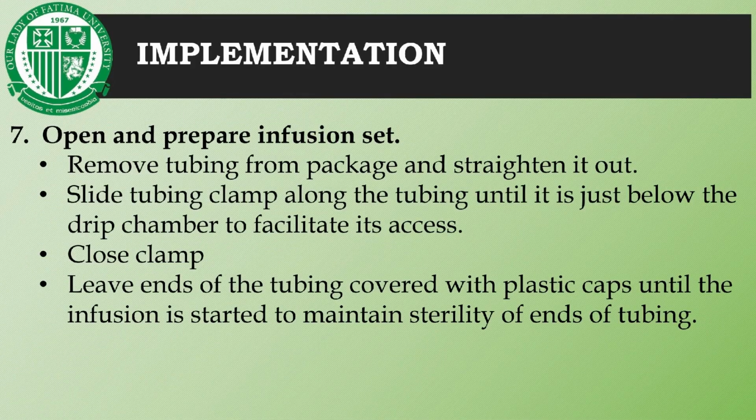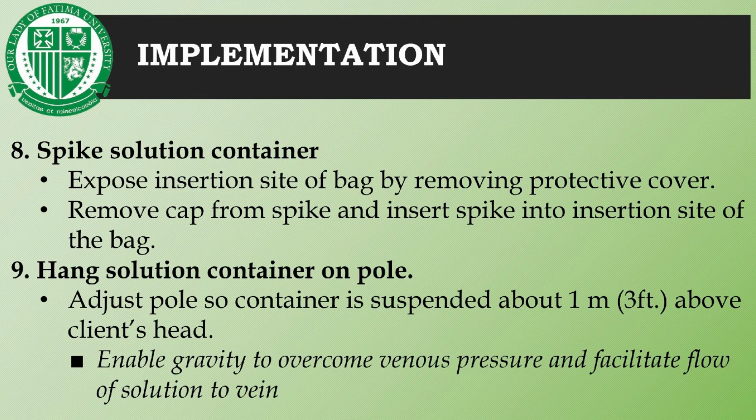Open and prepare infusion set. When opening and preparing the infusion set, remove tubing from package and straighten it out. Then, slide tubing clamp along the tubing until it is just below the drip chamber to facilitate its access. Close clamp. Then leave ends of the tubing covered with plastic caps until the infusion is started to maintain sterility of ends of tubing. After that, spike the solution container and hang it on a pole.